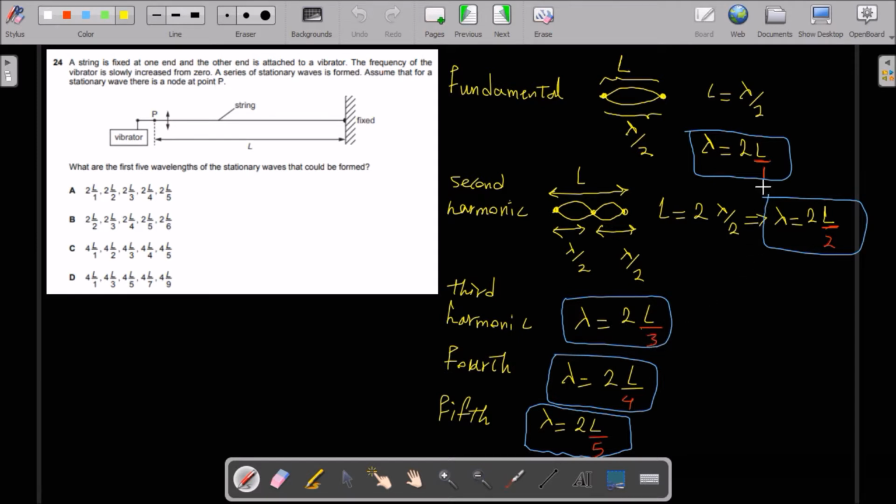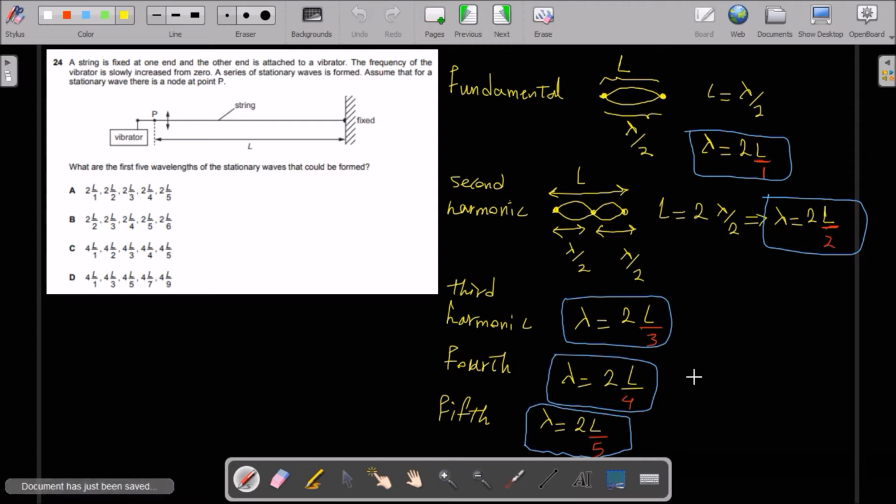That's why, for the fundamental, you can add a denominator of 1. For the second harmonic, a denominator of 2. For the third harmonic, a denominator of 3. For the fourth harmonic, a denominator of 4. And for the fifth harmonic, you can add 5.